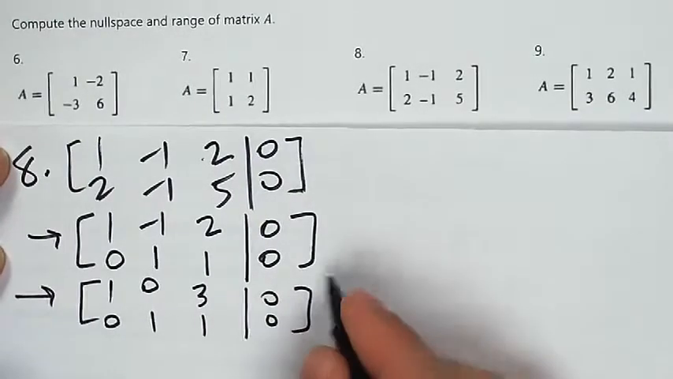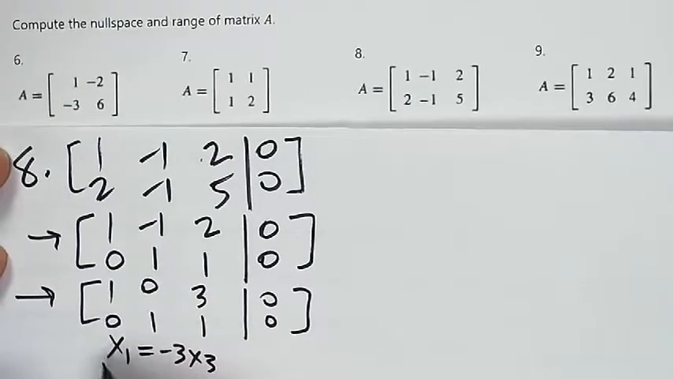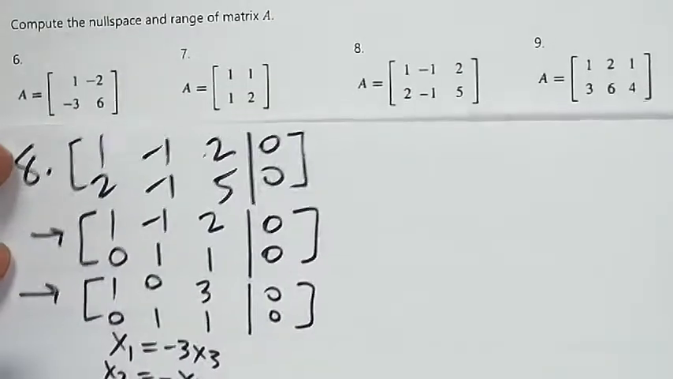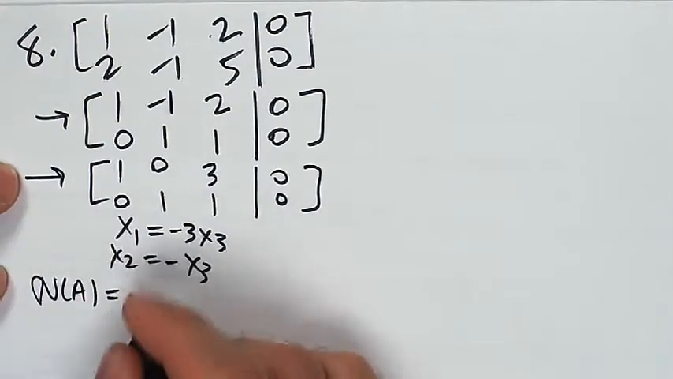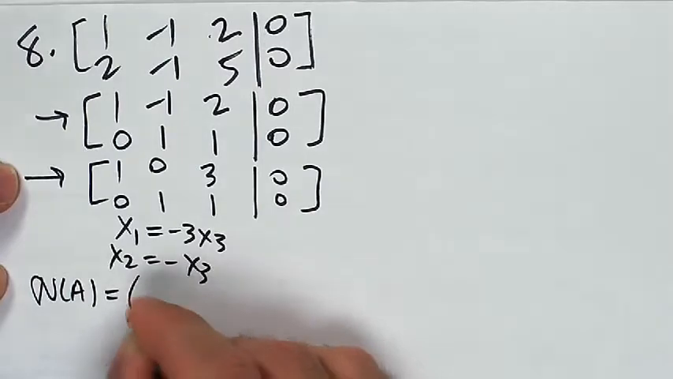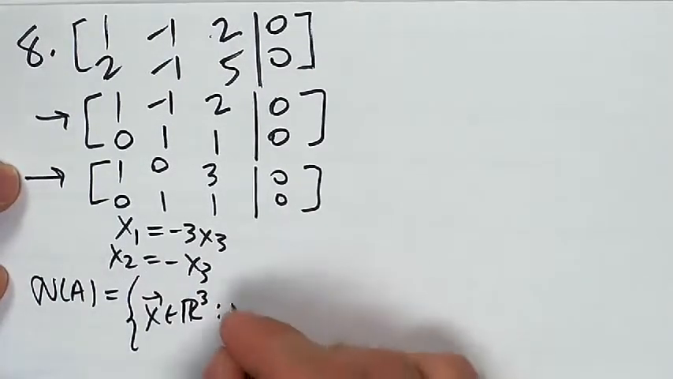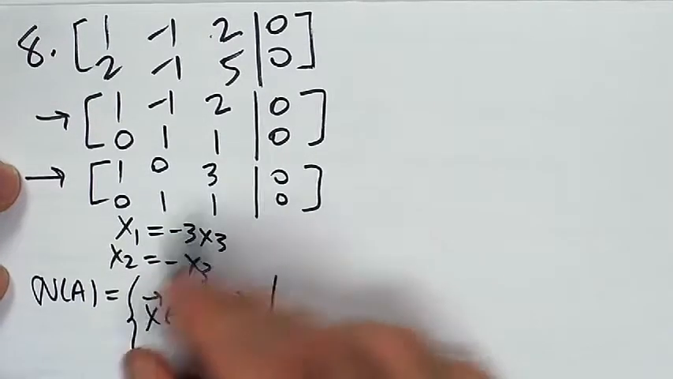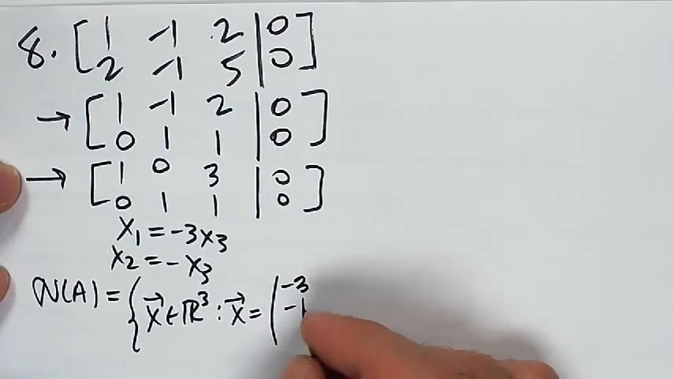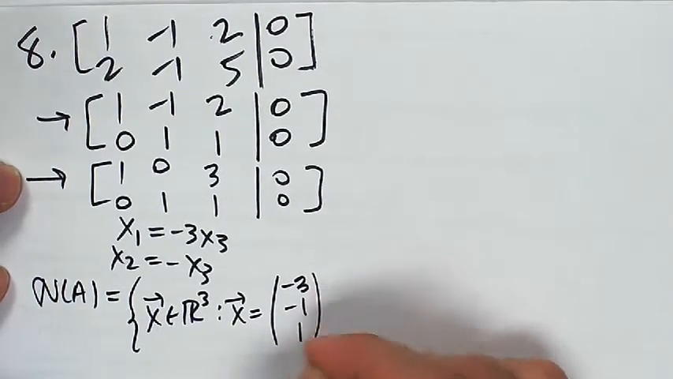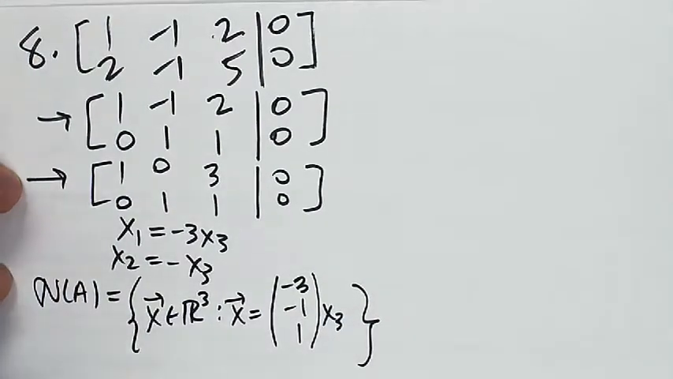So my interpretation is going to be x1 equals negative 3x3, x2 is negative x3. So the null space of A is going to be the set of all vectors in R3 for which x1 is negative 3 of x3, x2 is negative 1 of x3, and x3 can be whatever it wants. So I'm going to say it's all the multiples of negative 3, negative 1, 1.